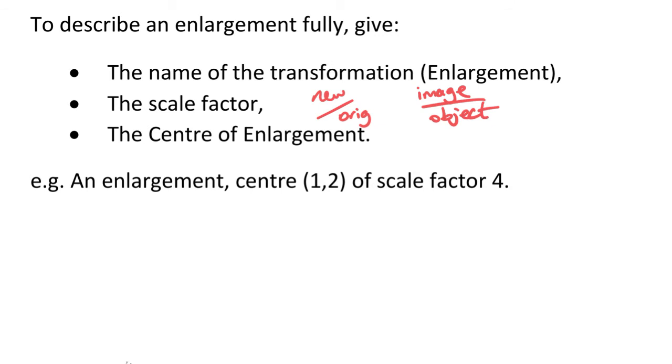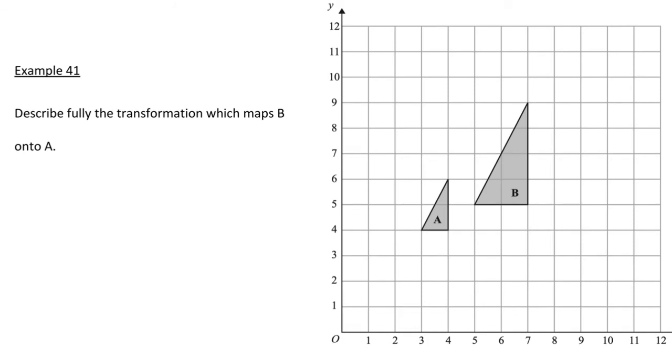Example 41, describe fully the transformation which maps B onto A. So the first thing we're going to work out is the scale factor.